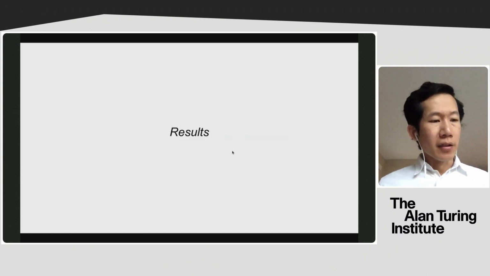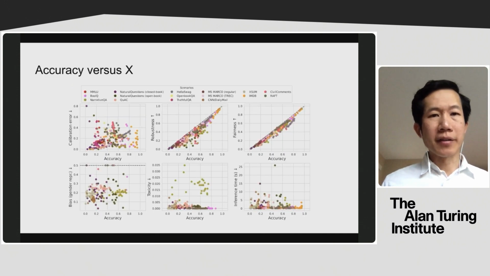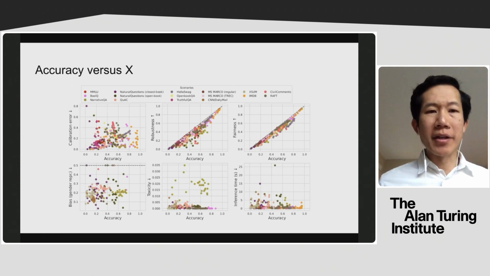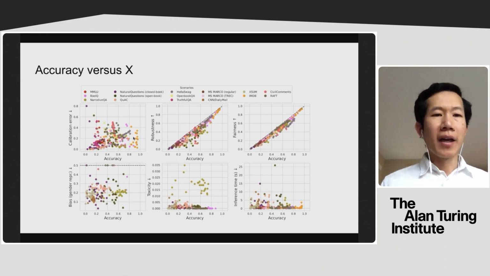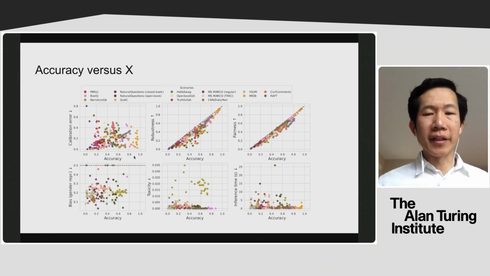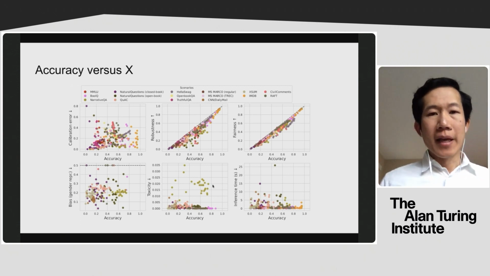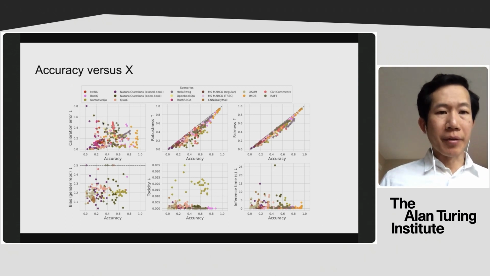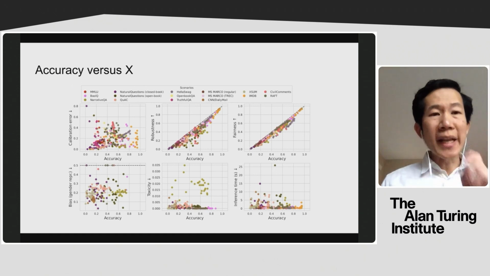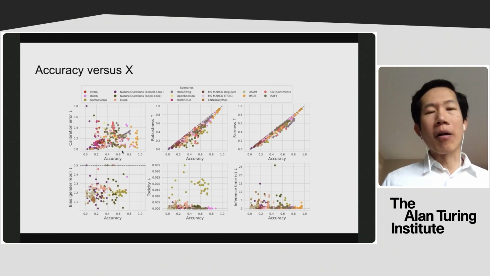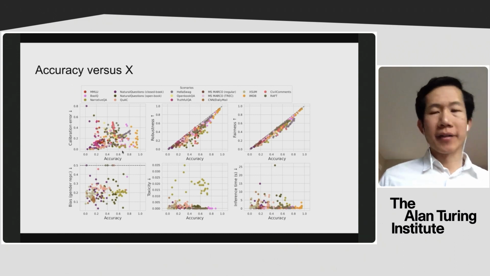Okay, so let's look at some results. One of the things that's really interesting about measuring a lot of different metrics is that you can do these meta-analyses where you plot accuracy versus each of the other 6 metrics: calibration, robustness, fairness, bias, toxicity, and efficiency. Each point here is a particular scenario and a particular model, and you can see basically how the metrics correlate.